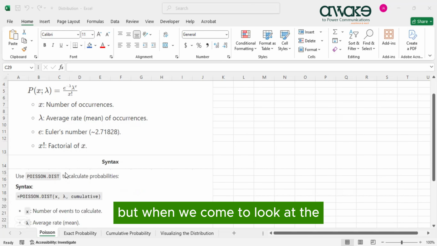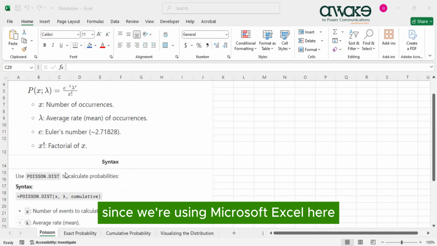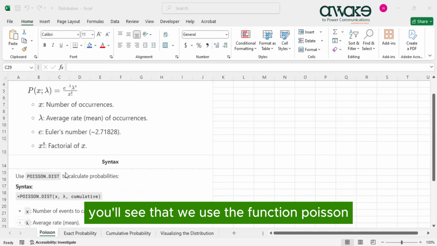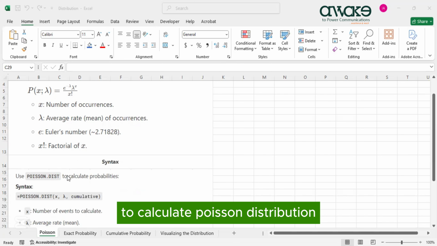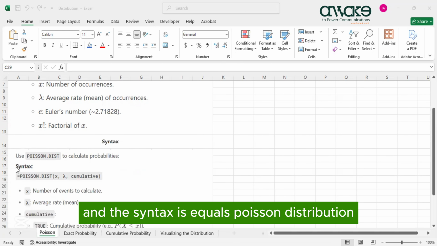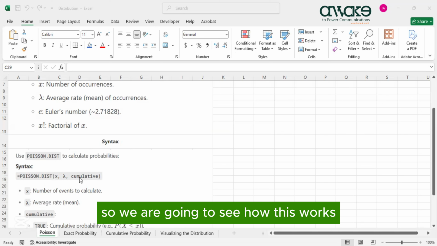But when we come to look at the syntax in Microsoft Excel, since we are using Microsoft Excel here, you see that we use the function POISSON or POISSON.DIST, which means distribution, to calculate Poisson distribution. And the syntax is equals POISSON.DIST, then we have x, then lambda, and the cumulative. So we are going to see how this works.